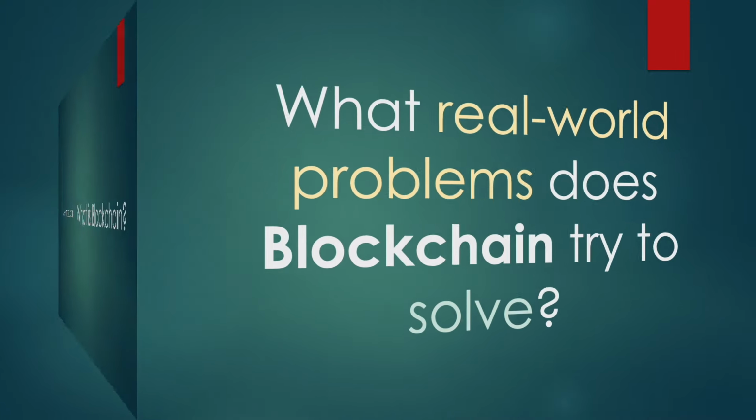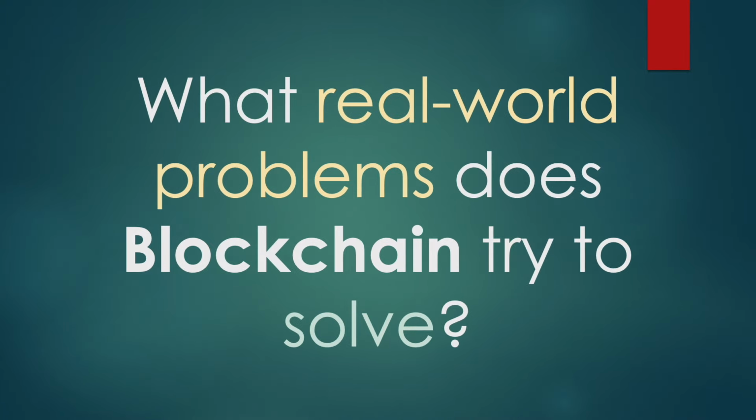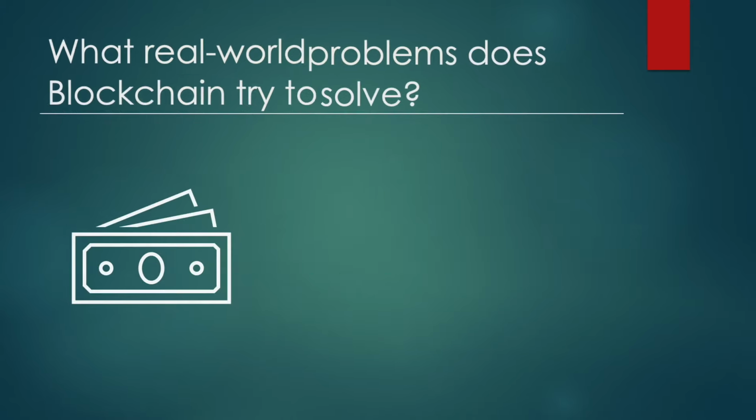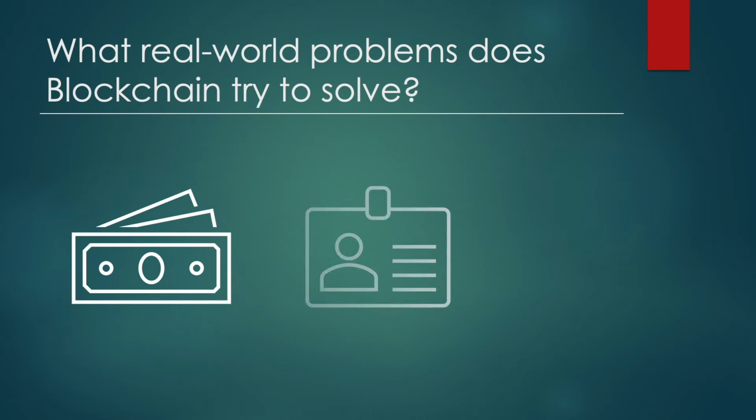Before we understand what is blockchain and how it works, we need to understand what type of real-life problems it's trying to solve. How do we authenticate something? In other words, how do we know if something is real or fake? For example, a currency bill, an ID document, or an election vote. How do we know whether these are authentic or forged?